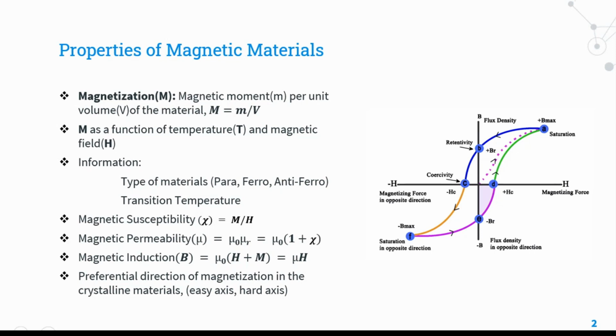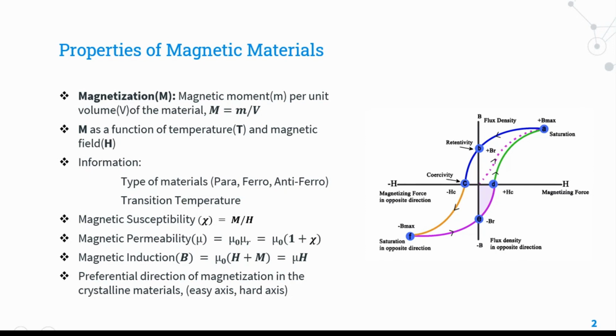And we can easily calculate the magnetic susceptibility and magnetic permeability, and we can also determine whether an axis is an easy axis or a hard axis. And on the right-hand side, you can see the hysteresis loop. This actually measures magnetic flux density as a function of magnetic field. If we get this hysteresis loop, then we can easily determine the retentivity or permeability.